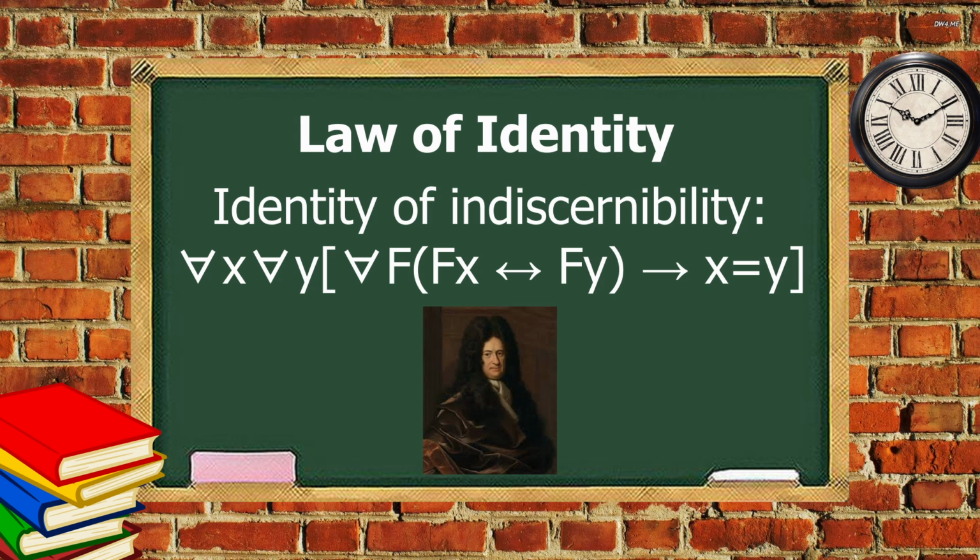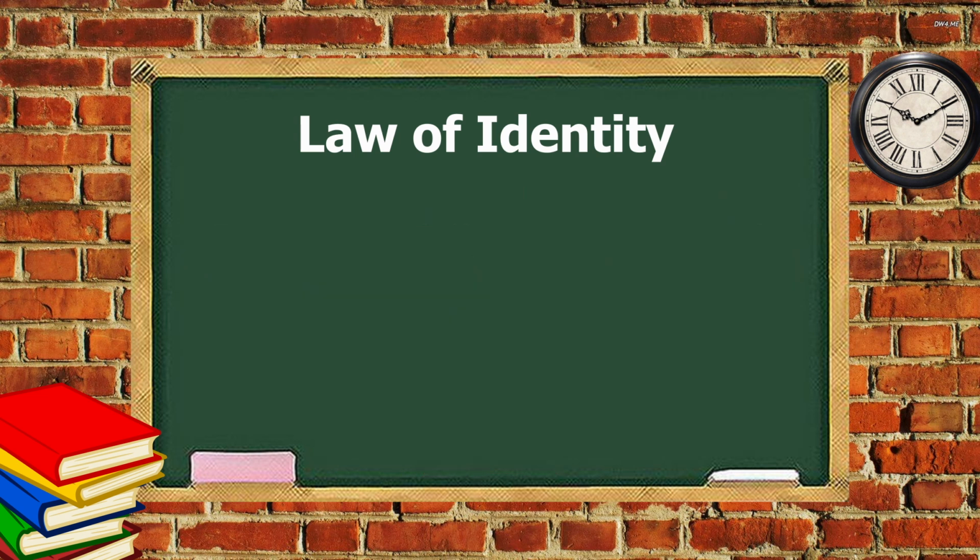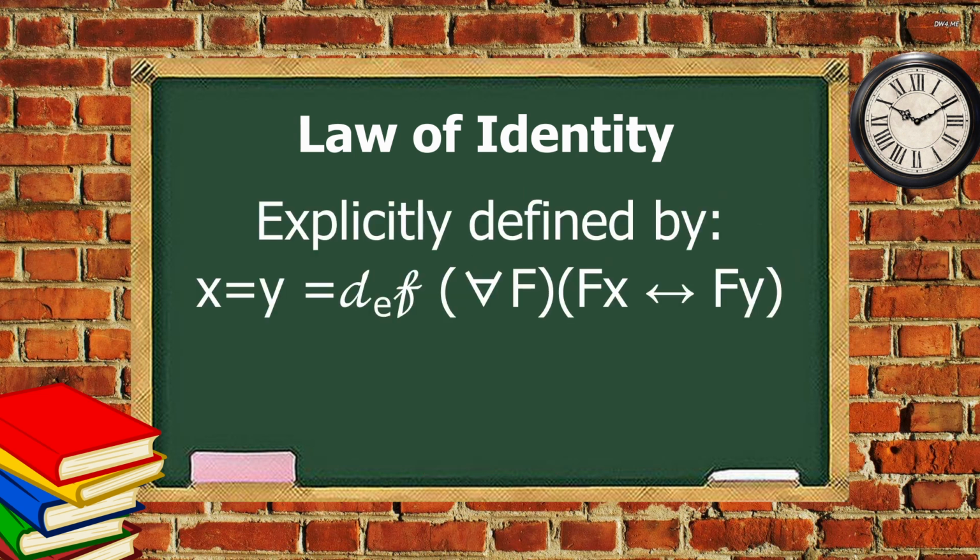In other words, the capital letter F here represents properties, while lowercase letters x and y represent subjects and referential expressions. This can also be more explicitly defined by: for all F, if x and y have all the same properties, then they are equal to each other, or more specifically, they are the same object, where x is the same as y by definition, given they have exactly the same properties.